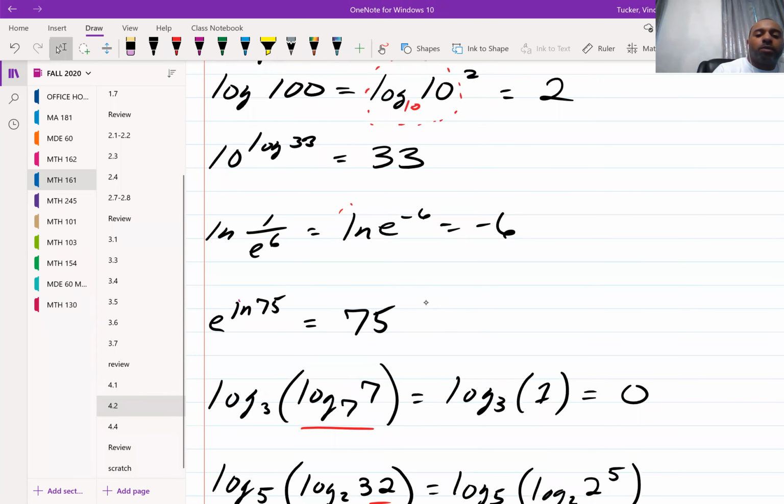All right, so this one, log base 3 of log base 7 of 7. So this log base 3 is being applied to the log base 7 of 7. So first thing we do is we recognize that we can simplify what's inside of the parentheses. That will give us just 1. Log base 7 of 7 is 1. And then any log of 1 is going to be equal to 0. So that simplifies to just 0.